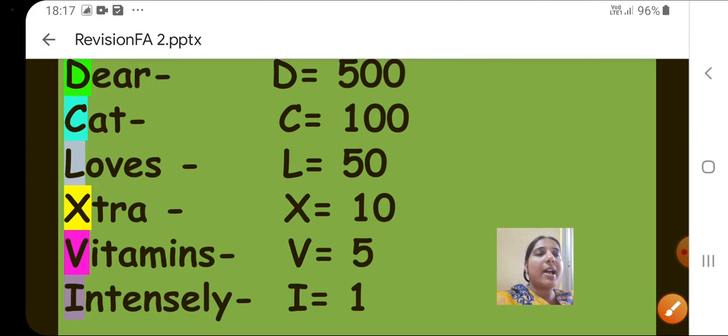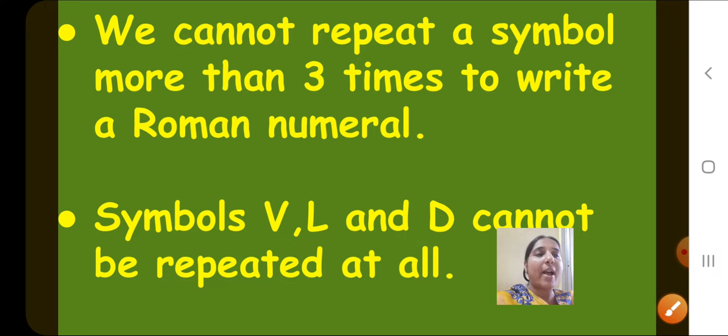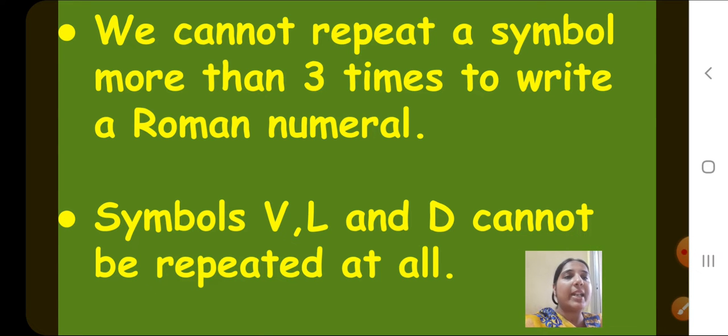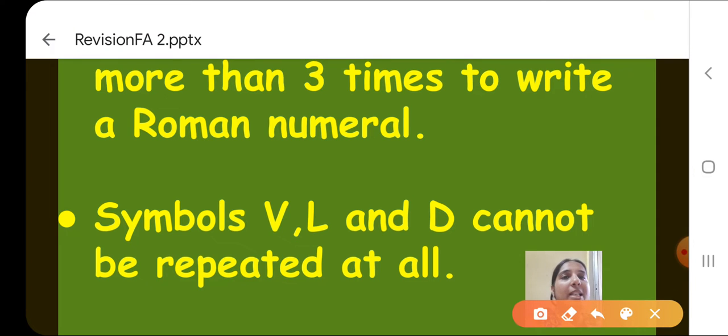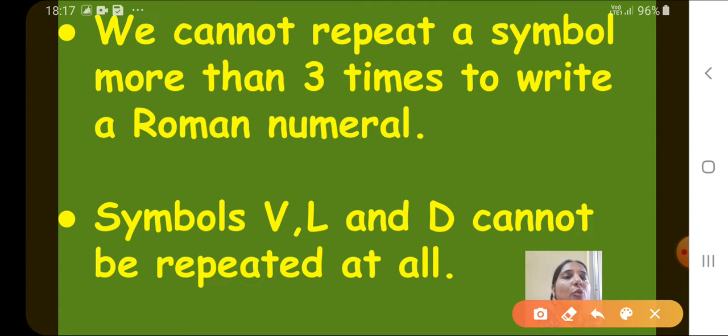There are certain rules that you have to follow while writing in Roman numerals. The first rule is, we cannot repeat a symbol more than 3 times to write a Roman numeral. Then rule number 2 is, symbols V, L and D cannot be repeated at all.